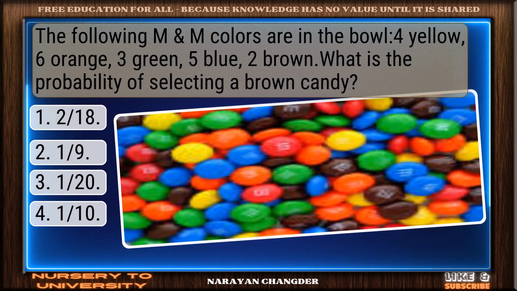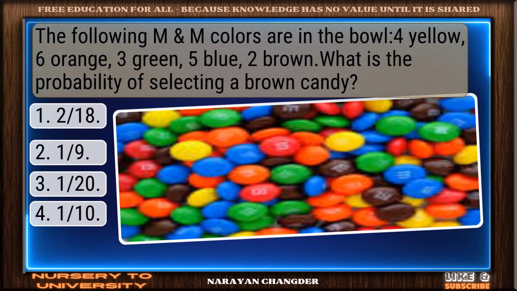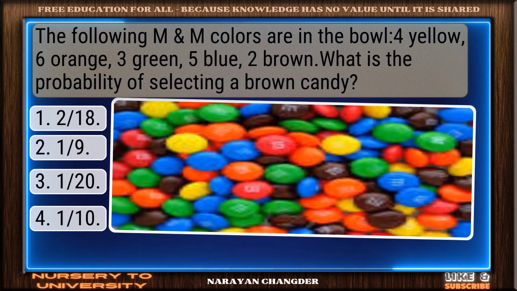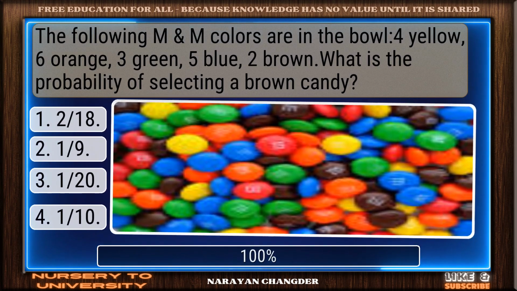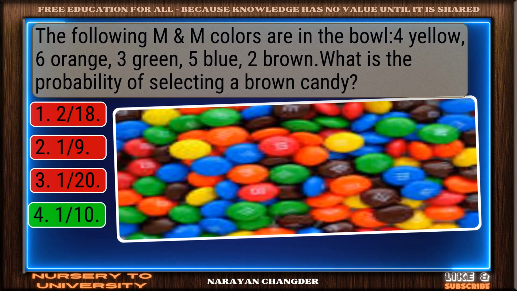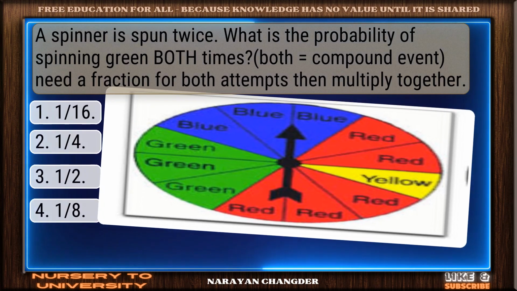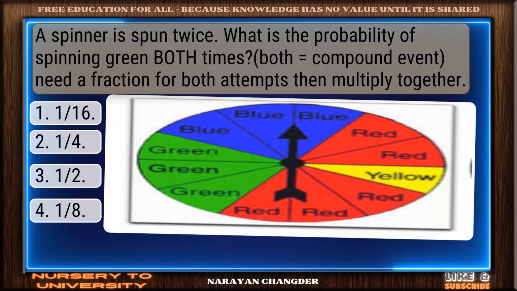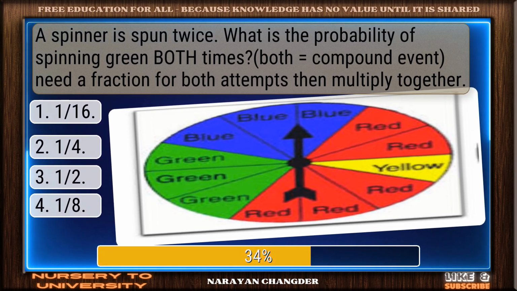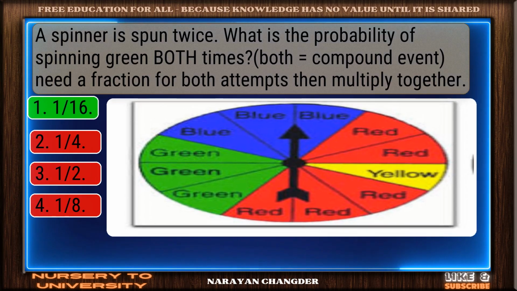The following M&M colors are in the bowl: 4 yellow, 6 orange, 3 green, 5 blue, 2 brown. What is the probability of selecting a brown candy? Right again. 1/10 is valid. A spinner is spun twice. What is the probability of spinning green both times? Need a fraction for both attempts, then multiply together. Bravo. 1/16 is the answer.